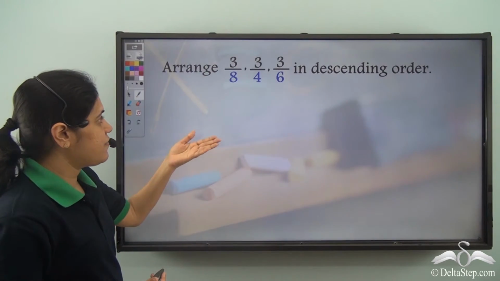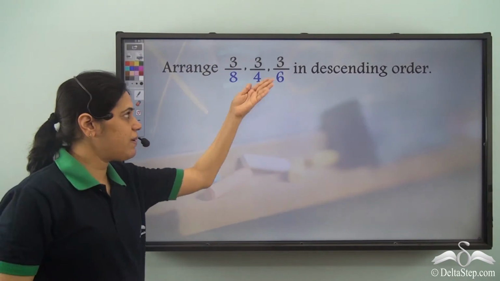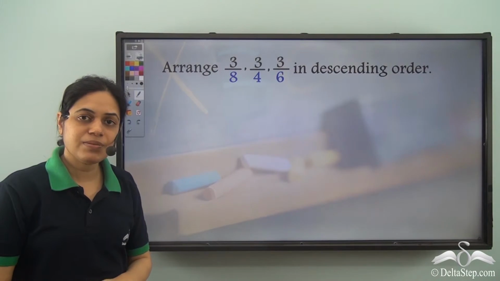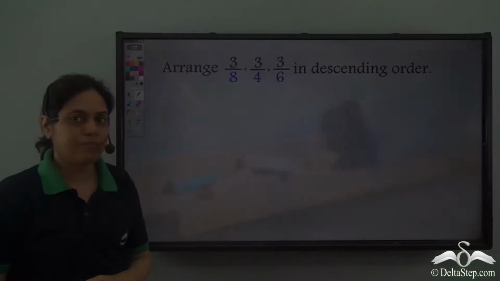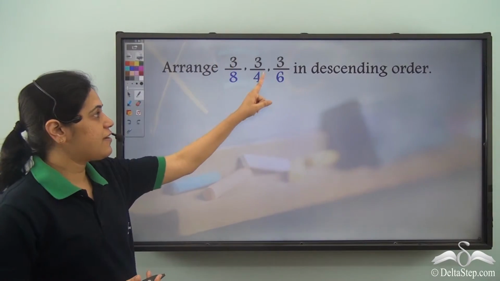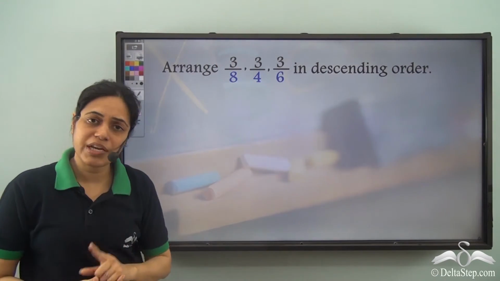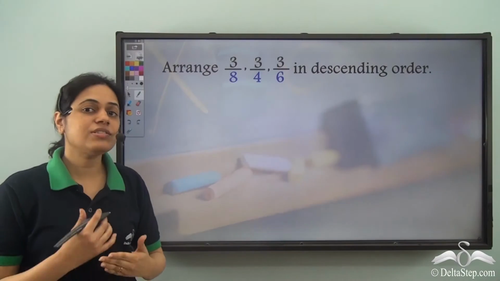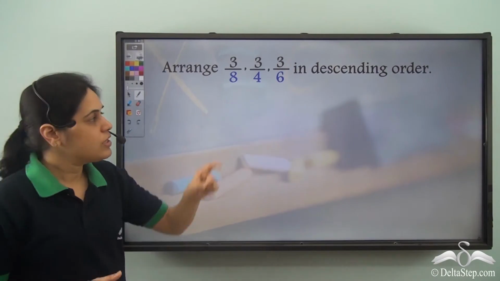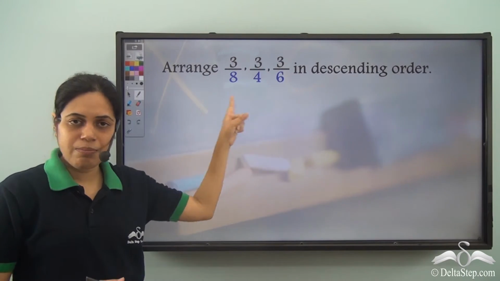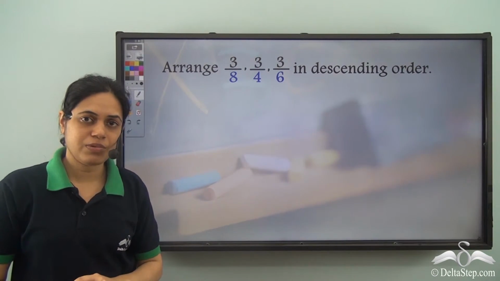Well, the fractions given are 3 by 8, 3 by 4 and 3 by 6. So we see that the denominators are not the same. But if you observe carefully, you will see that the numerators are the same. So there is a trick here which will help you solve this problem very quickly. So see, the numerators are the same but the denominators are different.